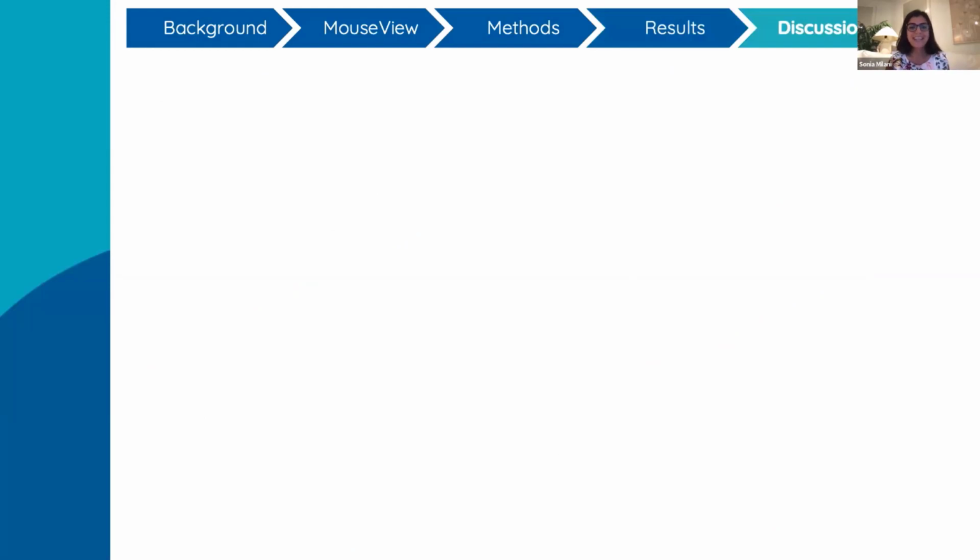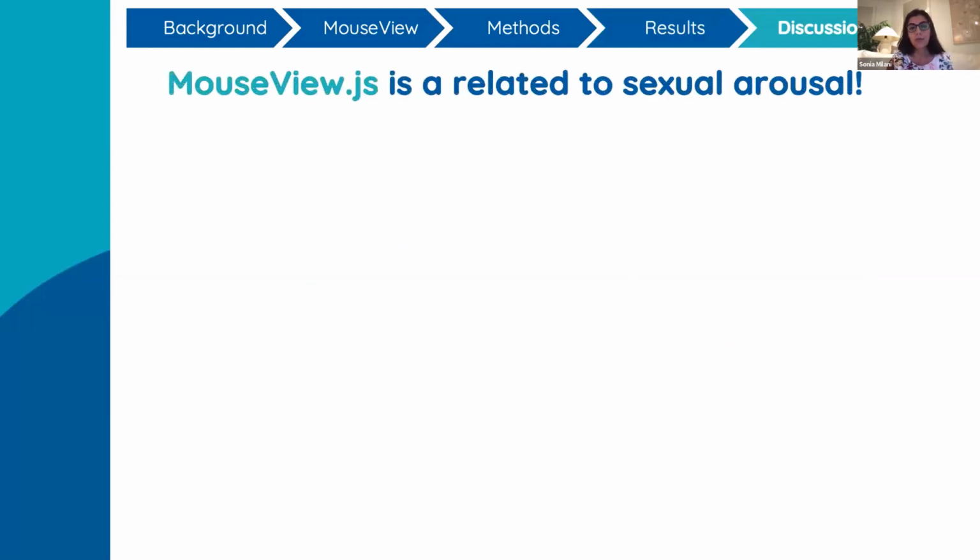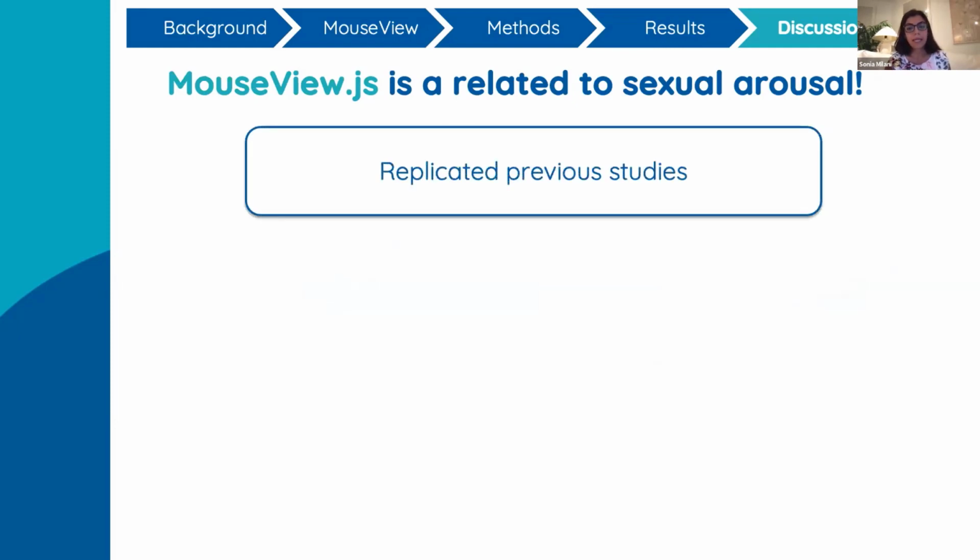And so what does this all mean? Our data suggests that mouse viewing is related to sexual arousal. Our supported hypotheses replicated previous findings from studies using other methodologies, such as eye tracking and physiological measures.